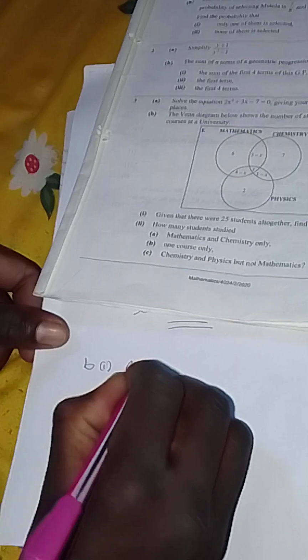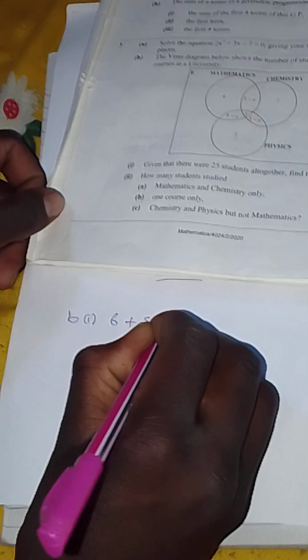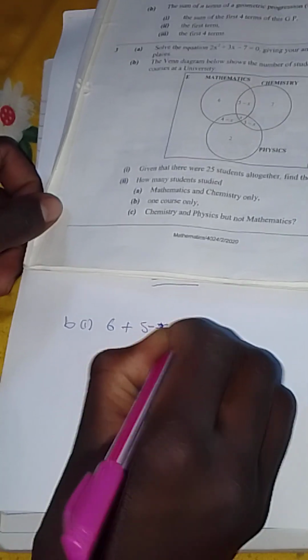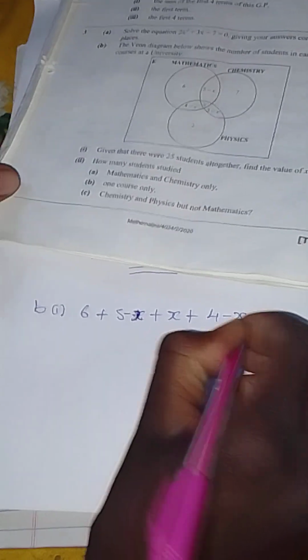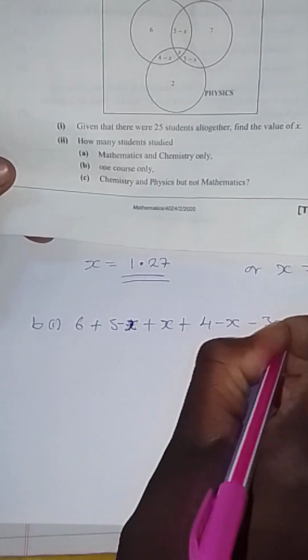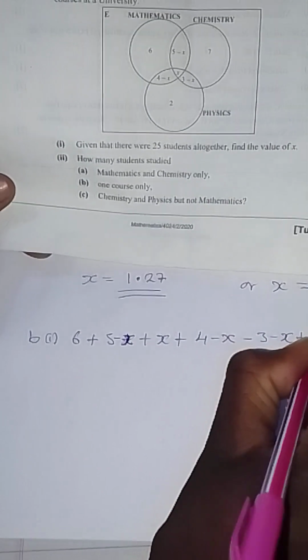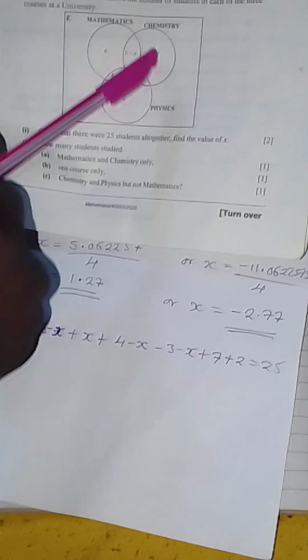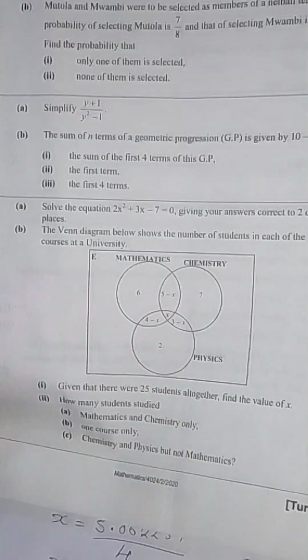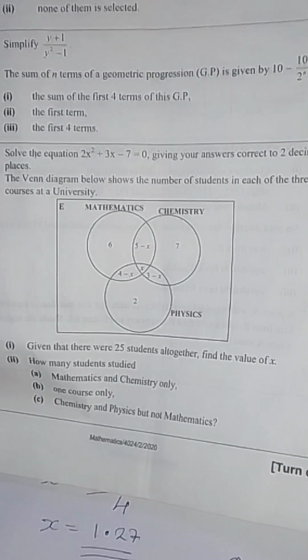So what we are going to do at question B1, we'll say 6 plus 5 minus x, 5 minus x plus x plus 4 minus x minus 3 minus x plus 7 plus 2. This should give us 25. If we add everything here from the Venn diagram, it should give us 25 according to the statement. So what do we do? We collect the like terms.